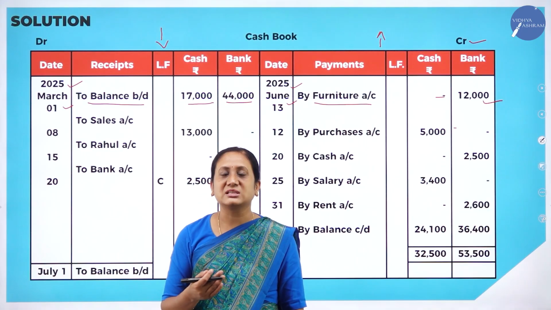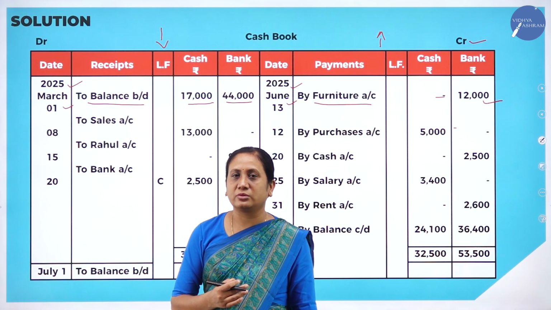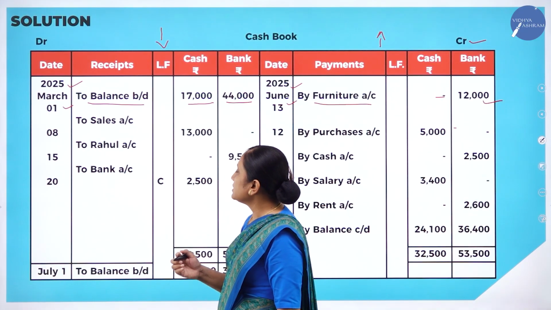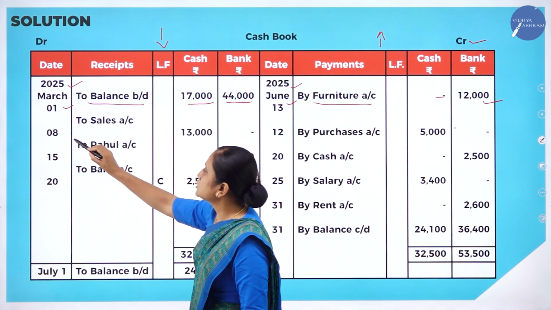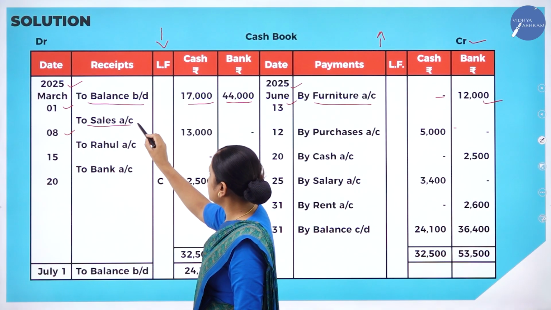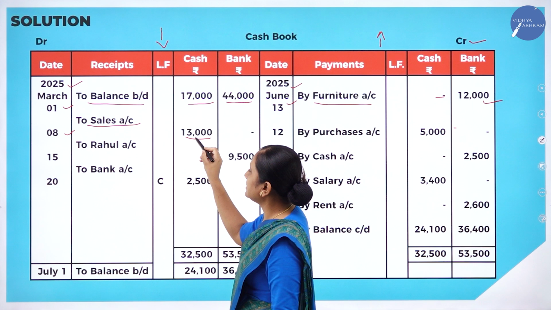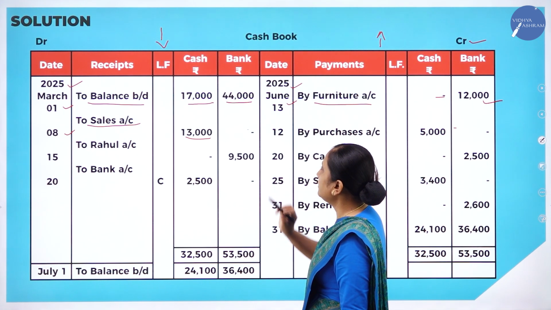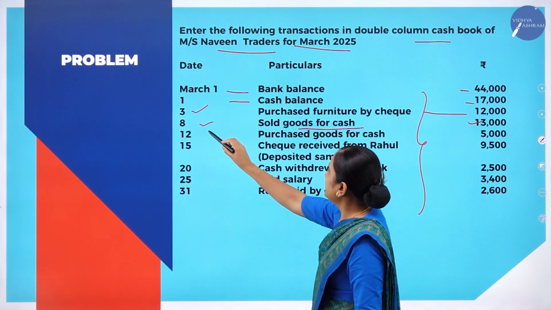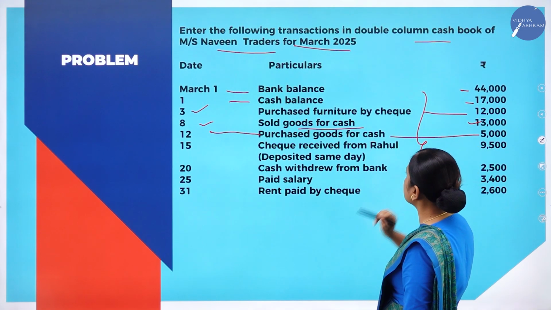Okay, we should think about whether cash is coming into the business or going out of the business. Now sales. When sales take place, cash is coming in, right? So on the 8th, to sales account 13,000 in the cash column, because the business is receiving 13,000 because of sales. Bank column dash.